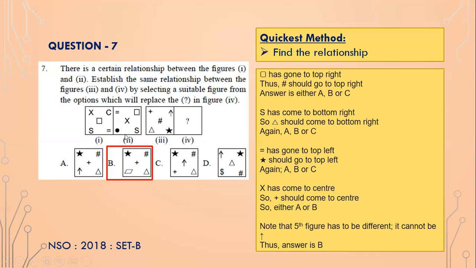X, where is the X? X has come to center. So here plus should come to the center. So answer could be A or B.